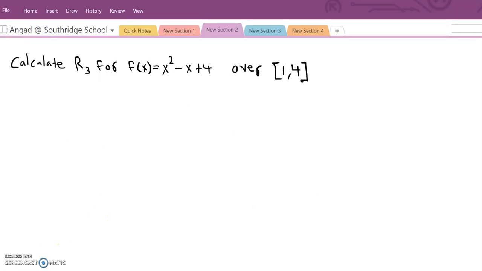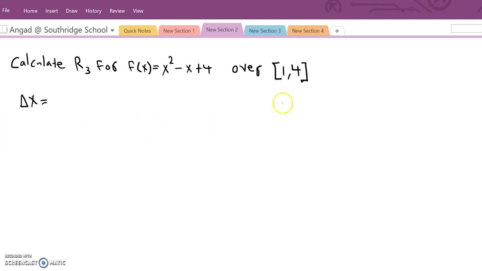So here's our example problem. It's basically asking us to calculate R3 for f of x equals x squared minus x plus 4 over the interval 1, 4. So we're going to be using our right endpoint formula here because it's asking for R3. And so first of all, what we should do is find our delta x. And we can do that using b minus a over n.